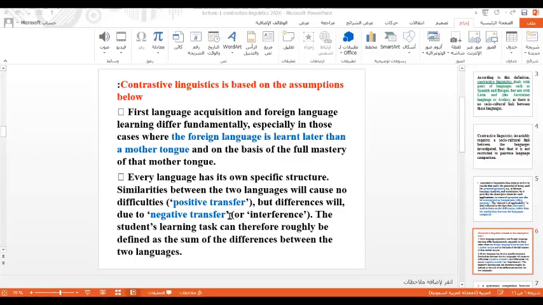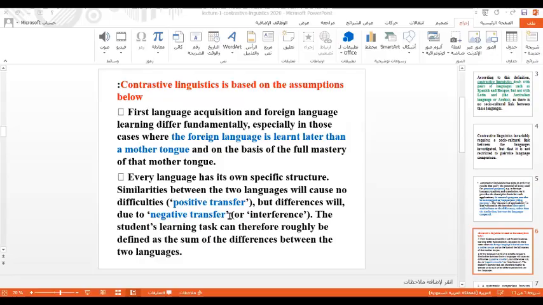Now, contrastive linguistics is based on the following assumptions. First, first language acquisition and foreign language learning differ fundamentally, especially in cases where the foreign language is learned later than the mother tongue. And what does this mean? Now you acquire your Arabic and you come out speaking Arabic. How did you acquire your Arabic? You acquire it as a first language.